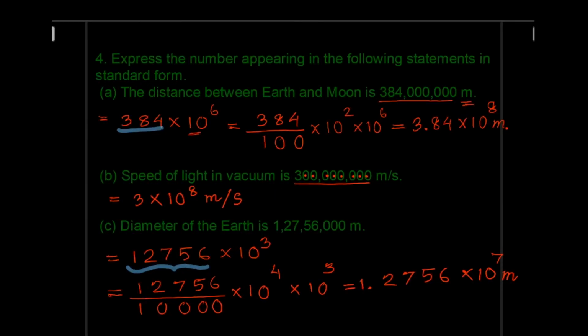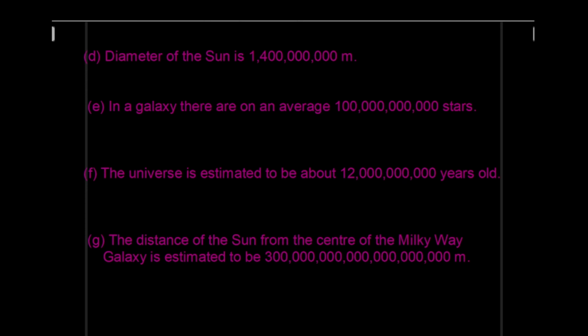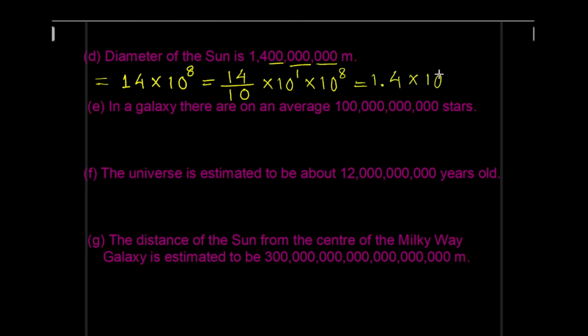Next, come to the next question. What is given? Question number D. Diameter of sun is this. So how do we convert? So 14 into 10 to the power. How many zeros are there? 3 plus 3, 6 plus 2, 8. Okay. But 14 is not in between 1 and 10. So what to do? First we have to divide 14 by 10, into 10. That means power will be 1, into 10 to the power 8. So it will be 1.4 into 10 to the power 9, after combining these two. Okay.